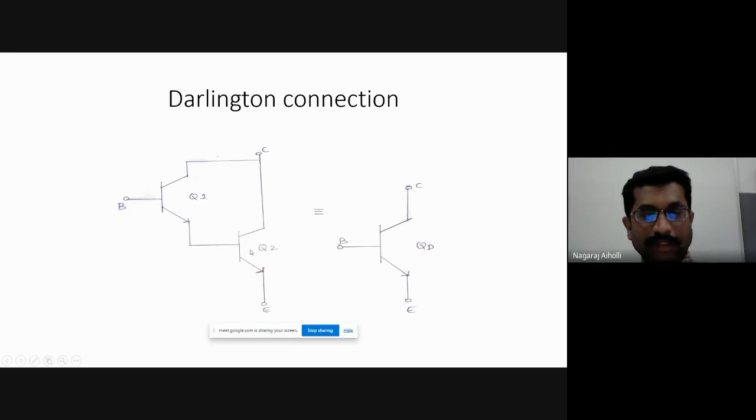So we are getting three terminals here: the emitter terminal of the second transistor, the base terminal of the first transistor, and the shorted terminal, that is the collector terminal. That means the two transistor circuit will be converted as if it is a single transistor, having one emitter, one base, and one collector. Hence this type of circuit is called a Darlington connection or the Darlington pair.